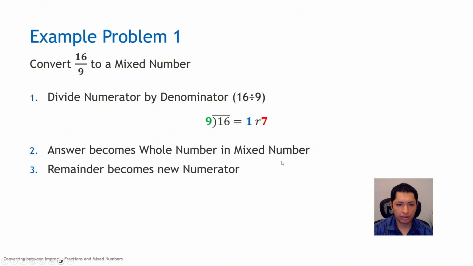The answer becomes the whole number in the mixed number. And when I say the answer, I'm saying the quotient part, the whole number of the quotient part, not the remainder. And the remainder becomes the new numerator. So the non-remainder part of the answer becomes a whole number in the mixed number, and the remainder becomes the numerator in the mixed number. So 16/9 as a mixed number is 1 and 7/9, and just for easier reference, follow the color coding so that you can see how to piece together the mixed number.